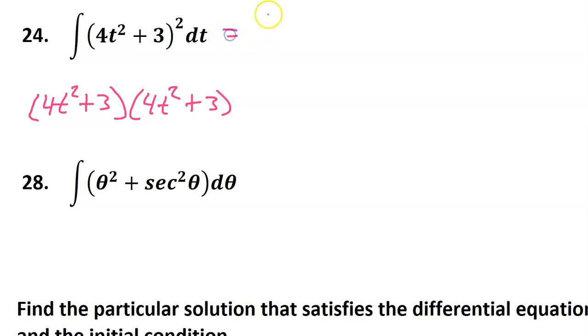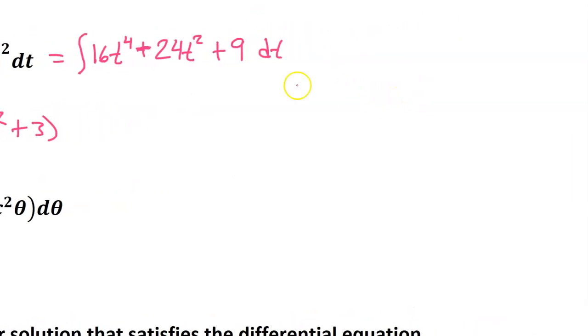So when you do this, you're going to end up with 16t to the 4th power plus, all right, inner I have 12t squared, outer I have another 12t squared, so that's going to be 24t squared plus 9 dt. So now we can go ahead and integrate term by term.